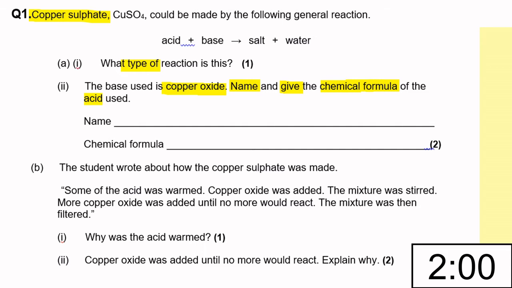And then a student wrote about how copper sulfate was made. They said that some of the acid was warmed, copper oxide was added, the mixture was stirred, more copper oxide was added until no more would react. The mixture was then filtered. They want you to say why the acid was warmed, and why copper oxide was added until no more would react. Why do you think this occurred?